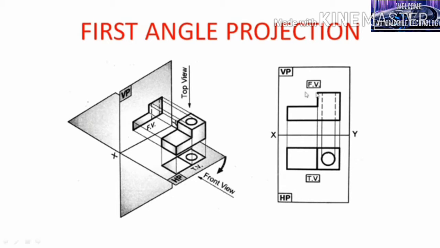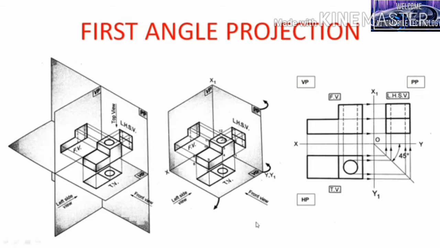The direction of moving for the front view, top view and side view remains the same in all four quadrants. When the object is situated in the first quadrant, the top view of the object comes below the XY line, and the horizontal plane will be rotated clockwise by 90 degrees, and the front view is represented above the XY line.